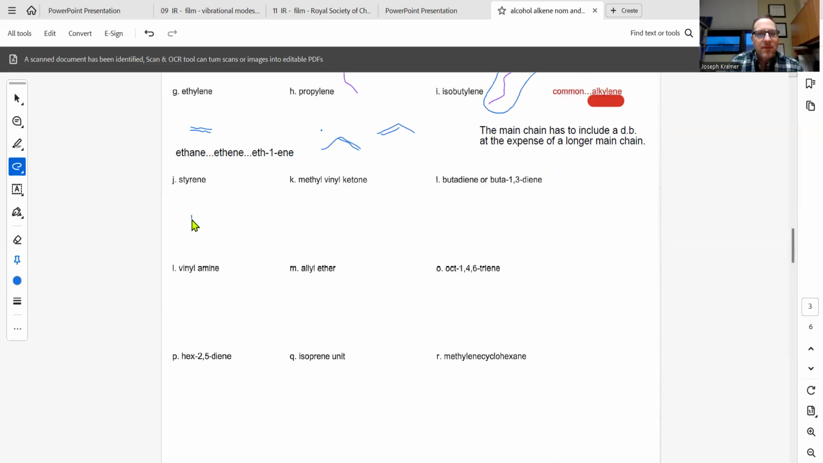Styrene is a double bond off of a six-membered ring. Follow along if you will, with three double bonds in the ring itself. Call it aromatic. So it's a vinyl aromatic.